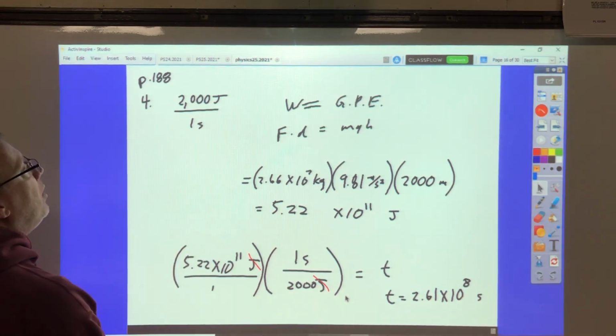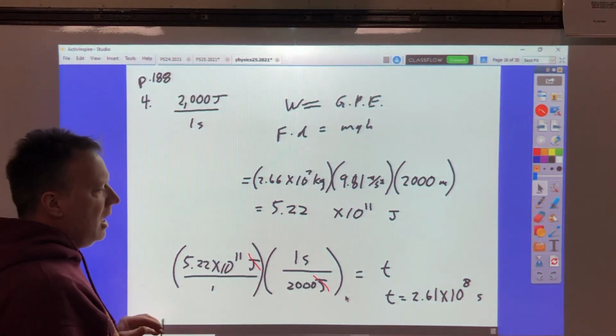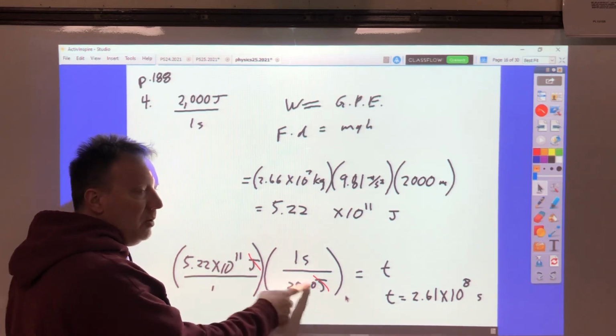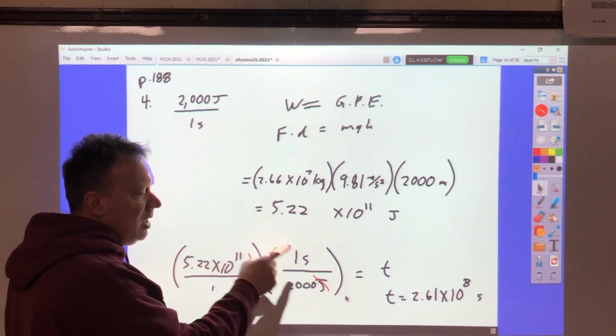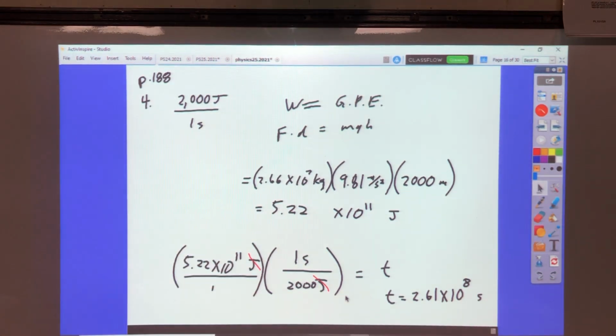I just used my power as a unit conversion, 2,000 joules per second, and I ended up doing the same thing, dividing 5.22 times 10 to the 11th by 2,000 joules per second. Joules cancels, I end up with seconds, and it comes out to be 2.61 times 10 to the 8th seconds. Now, I don't have that converted to hours and minutes or whatever. I don't have the answer in front of me either. But that's how you do that, either way. Okay, let's continue.